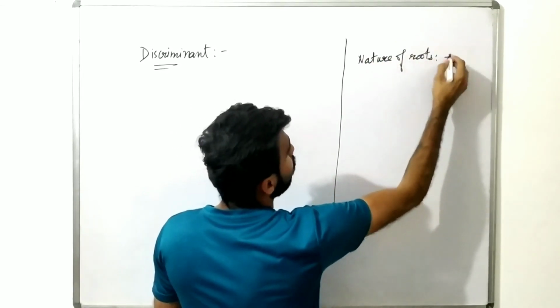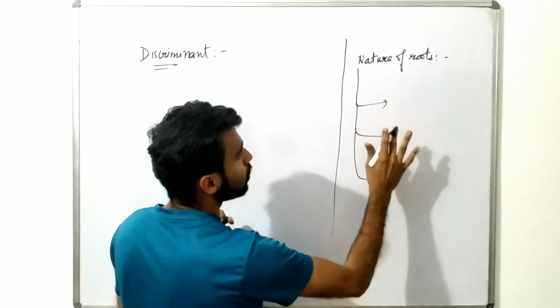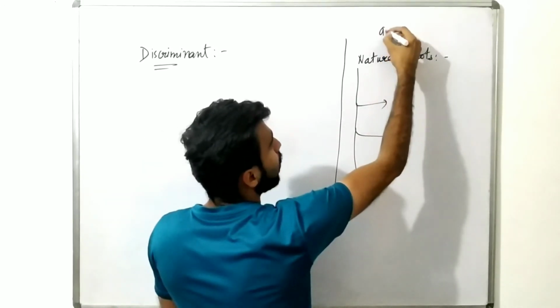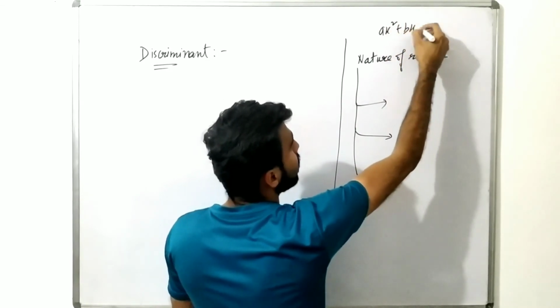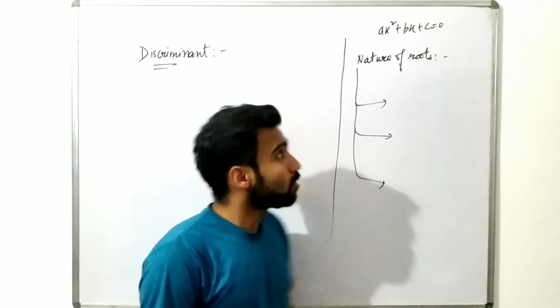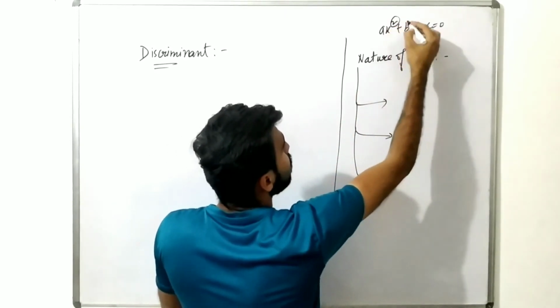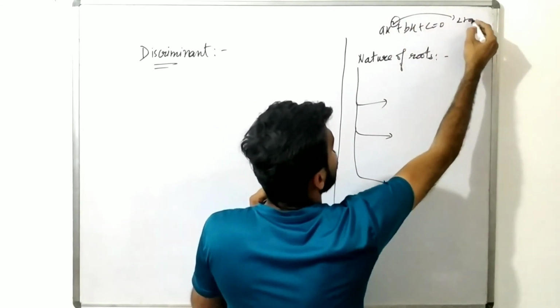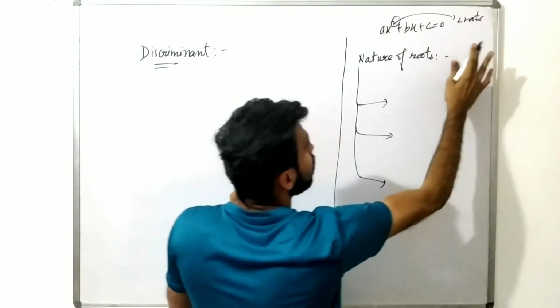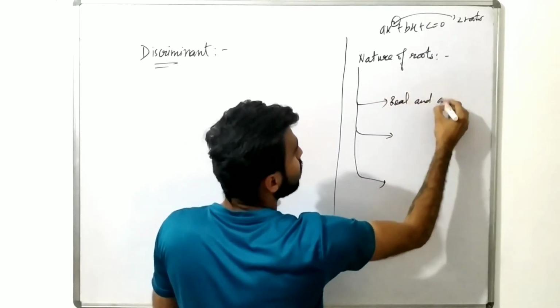So the nature of roots are of three types here. Let me just tell you the first nature. Before that, let me just write the standard equation of a quadratic. Here is the standard quadratic equation here. So you can easily know that the highest power is 2 here, so there will be 2 roots. So these 2 roots will be real and distinct.